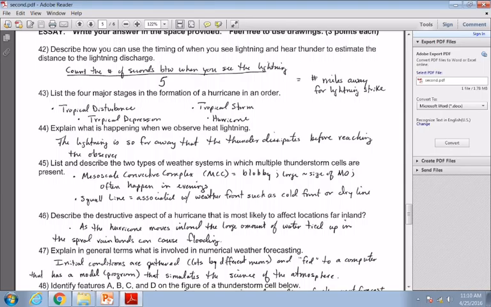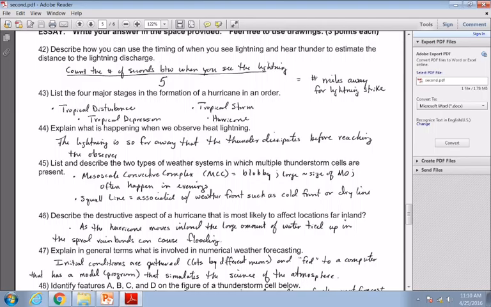43, the stages of a hurricane. Assuming we're past the easterly waves sort of thing, we have a tropical disturbance, tropical depression, tropical storm, and then a tropical cyclone or hurricane. The next one, I wanted you to tell me what's the deal with heat lightning. Heat lightning is basically just regular lightning that's too far away. And it's far enough away that the sound dissipates before it gets to you, the observer.